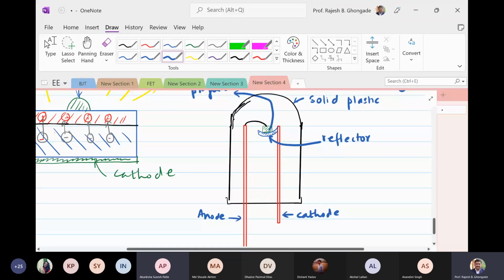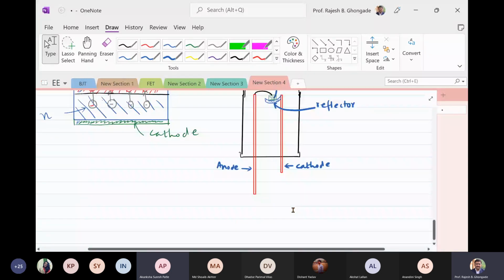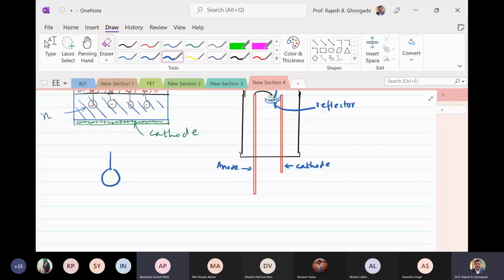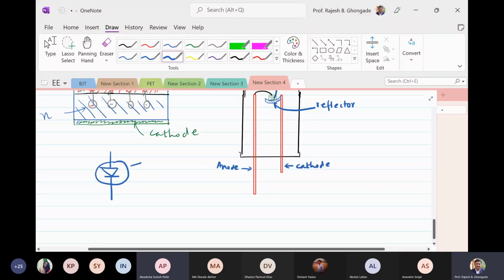All right. Symbol, all of you know. It is a diode, encircled one, and with this kind of rays coming out of it, arrows coming. So this is the symbol of LED. Please don't forget it. Again, this is the cathode. This is the anode.